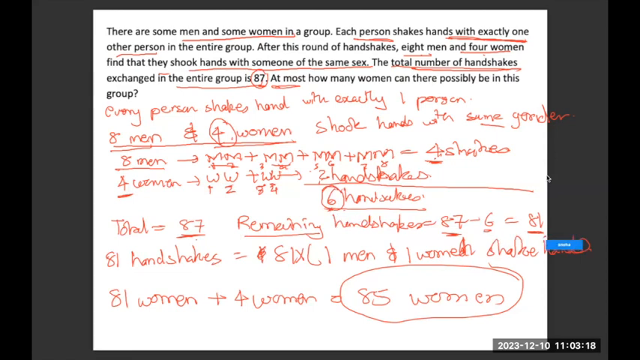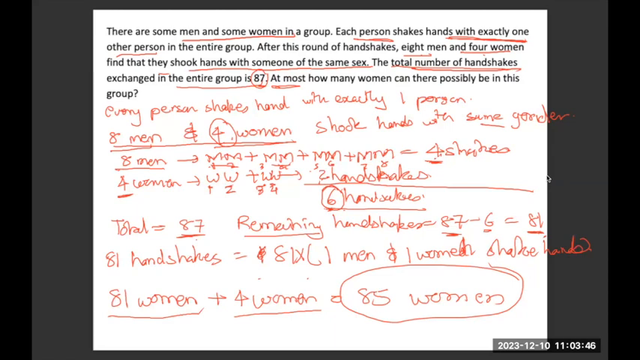These 81 handshakes are done by men and women, mixed gender. One would be a man and one would be a woman. So with 81 handshakes of 1 man and 1 woman each, that's how we deduce that there will be 81 other women, plus the 4 previous women, and hence 85 women in total. Okay. Any doubts, any questions?